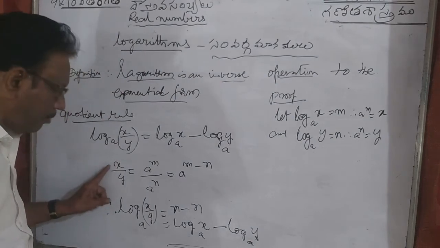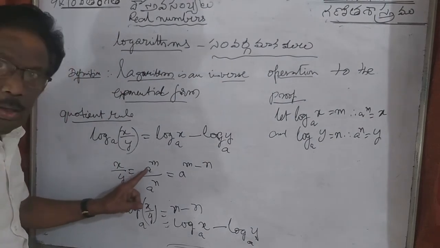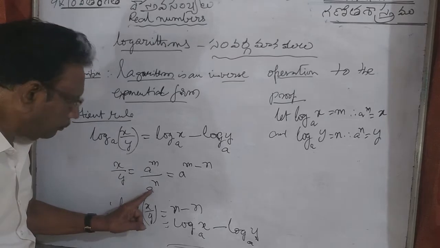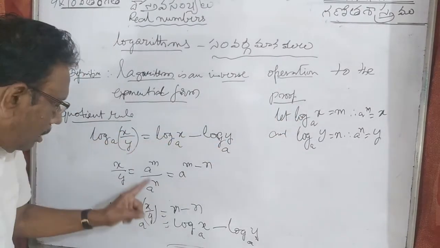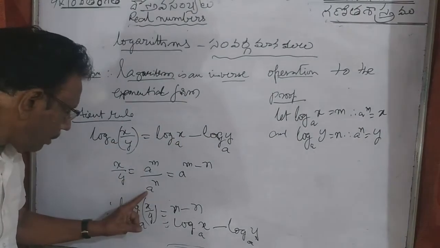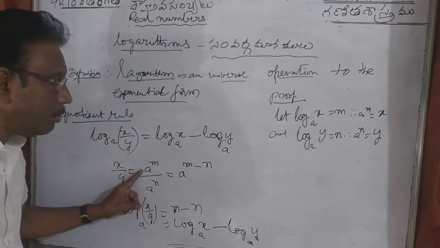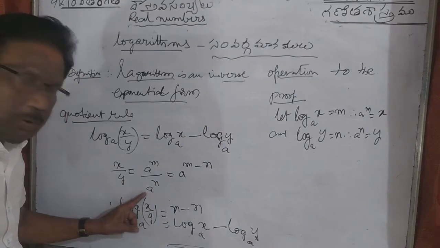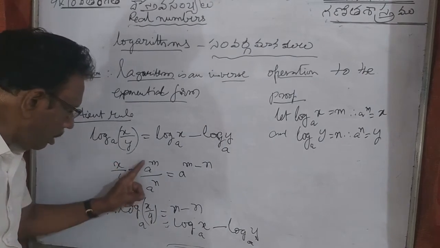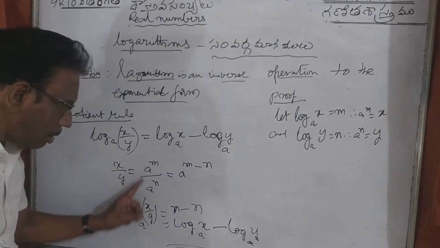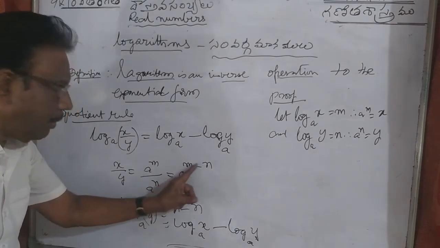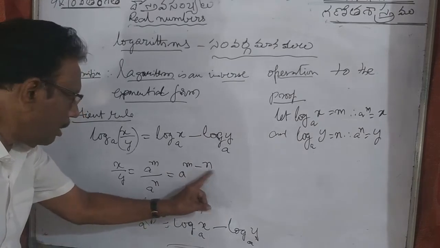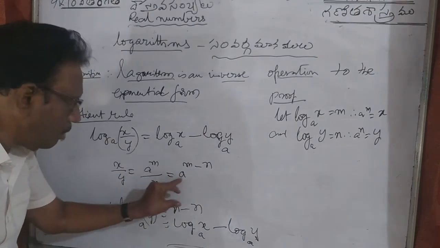x by y is equal to a to the power of m by a to the power of n. What is x? a to the power of m. What is y? a to the power of n. So x by y is equal to a to the power of m by a to the power of n. What is a to the power of m by a to the power of n? Yesterday we studied the laws of exponents: a to the power of m minus n. So x by y is equal to a to the power of m minus n.